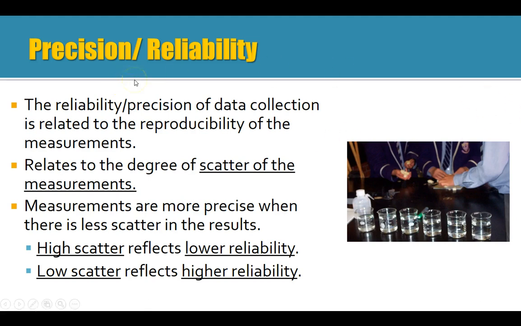So there are a few other technical terms that you need to be familiar with. The first is precision, or what we call reliability. That's around how easy is it to reproduce the measurements that we collect from an experiment again on a different day with different equipment. And this relates to the scatter of measurements. Therefore, if we're talking about scatter, we're talking about random error. So if we see low scatter, that means that we have higher reliability or precision. And if we see high scatter, then we see lower reliability.